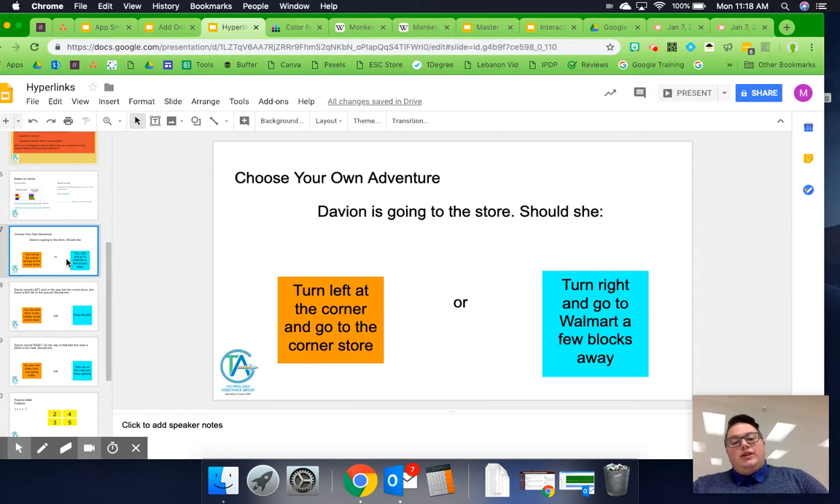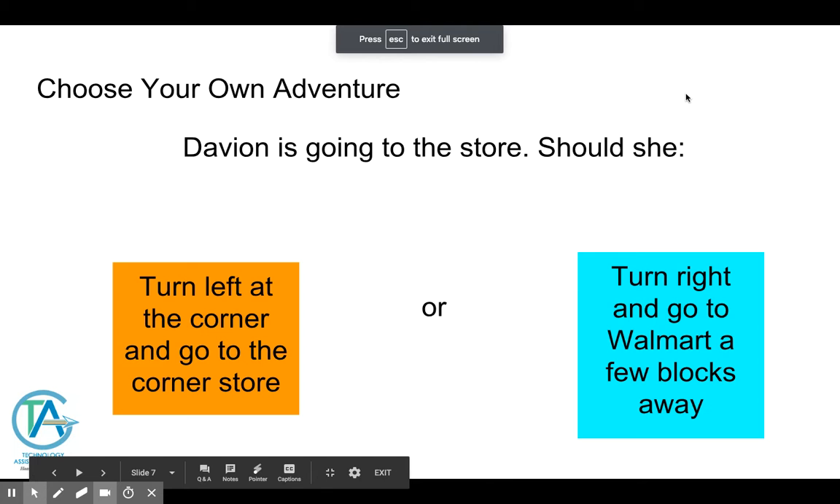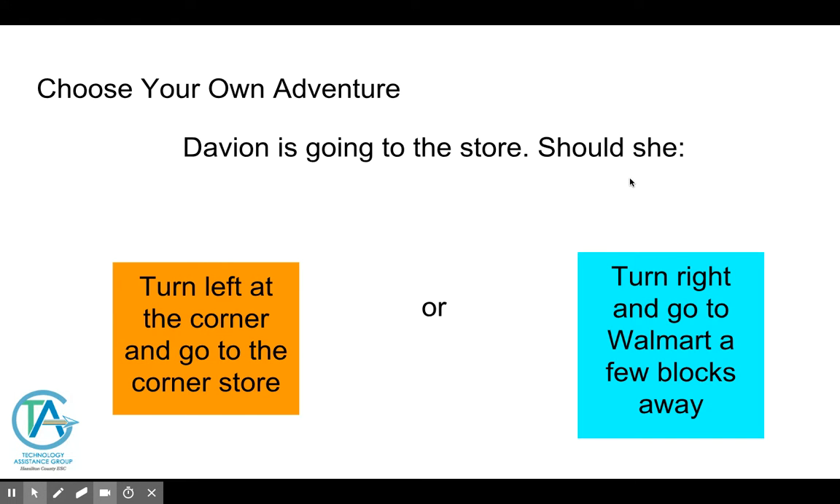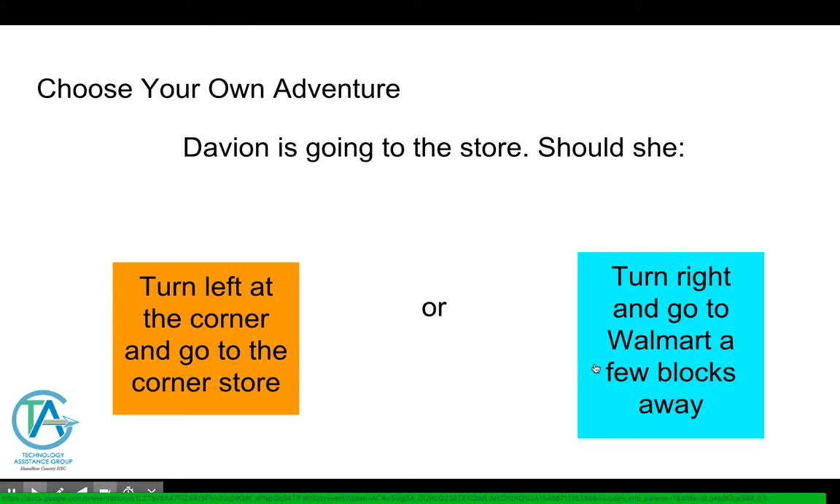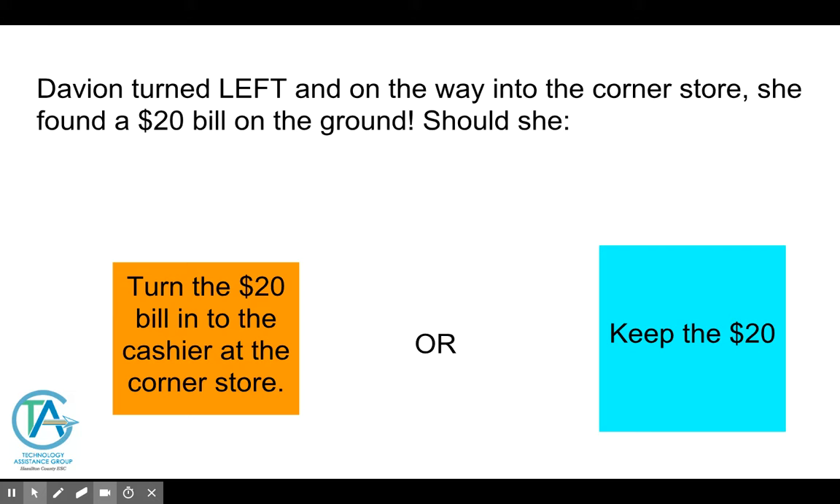You can also create these choose your own adventure stories, or students could create them. I'm going to put this in present mode so you get the full effect. At the beginning of our story here, Davion is going to the store. And we're asking students, or maybe a student is asking somebody else, should she turn left at the corner and go to the corner store or turn right? You see my cursor turns into a finger when it goes over top of these. That's because they're buttons. So if we choose that Davion's going to turn left, then I click that, and a slide turns up where it talks about what happens next in the story once she turns left.